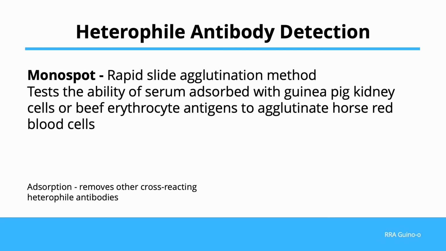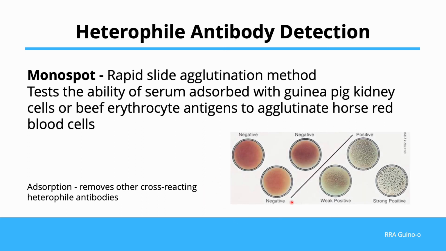Now, the classical methods that we just discussed are rather tedious. So more recently, this next test called the Monospot was developed. This is a rapid slide agglutination method, and its principle is that it tests the ability of serum adsorbed with either guinea pig cells or beef erythrocyte antigens to agglutinate horse red blood cells. So essentially, the Monospot is a shortened version of the two tests which we just discussed. Here, instead of sheep red blood cells, the test now uses horse red blood cells, because later on, scientists discovered that horse red blood cells are actually more prone to agglutination than our sheep red blood cells.